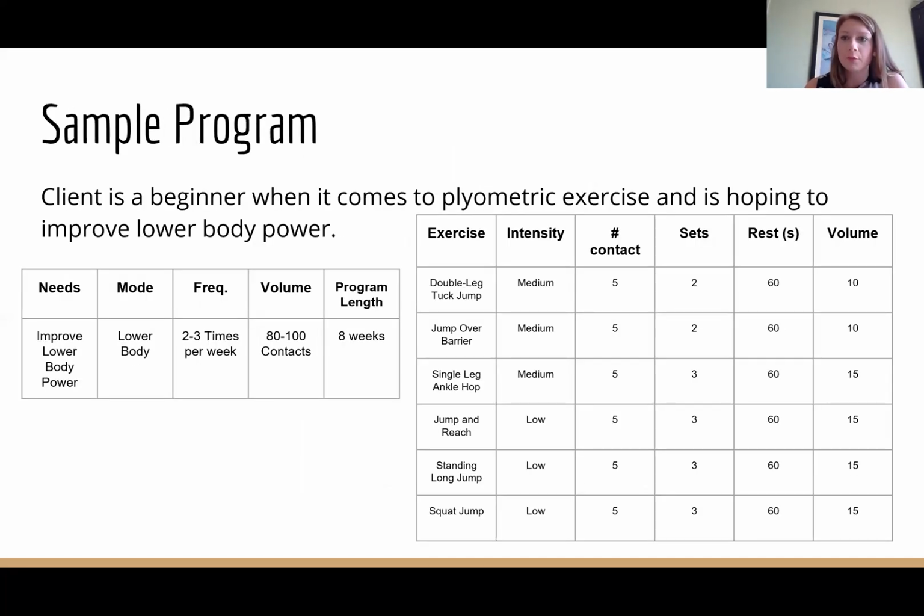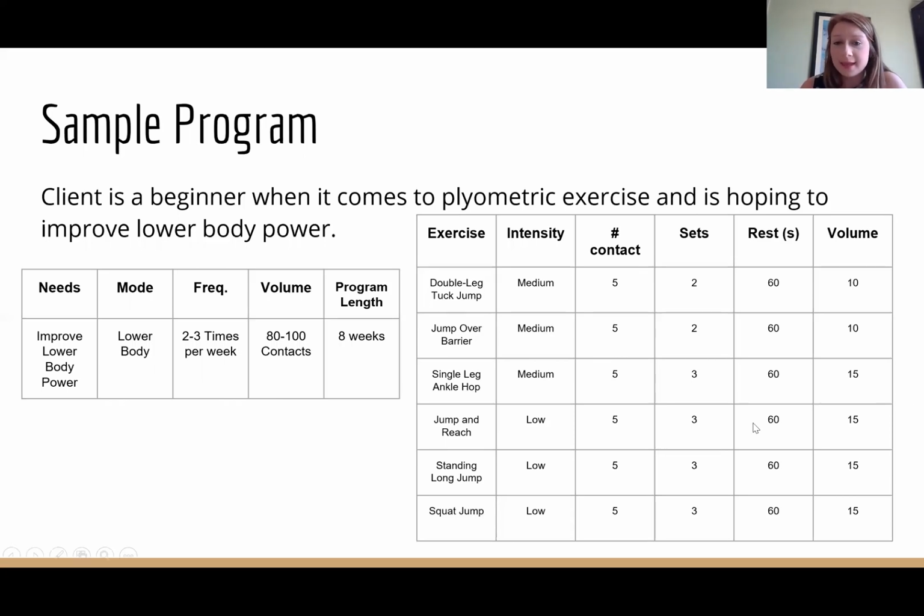So here's a sample program that I made for a client who's a beginner when it comes to plyometric exercise and is hoping to improve lower body power. So the need of the client is to improve lower body power. The mode is their lower body. Frequency is about 2 to 3 times per week. Since they're a beginner, their volume is 80 to 100 contacts, and then the program length is about 8 weeks.